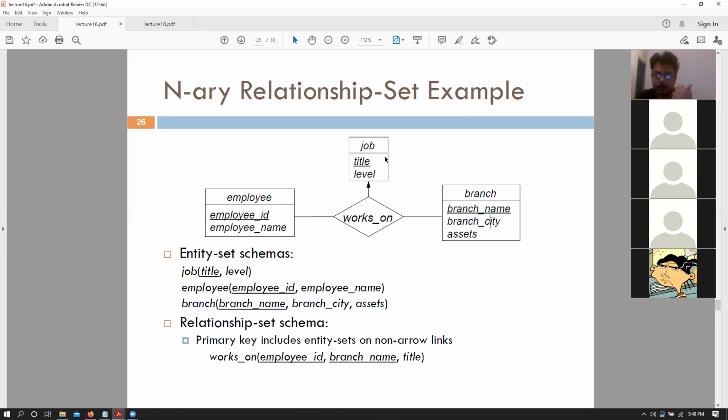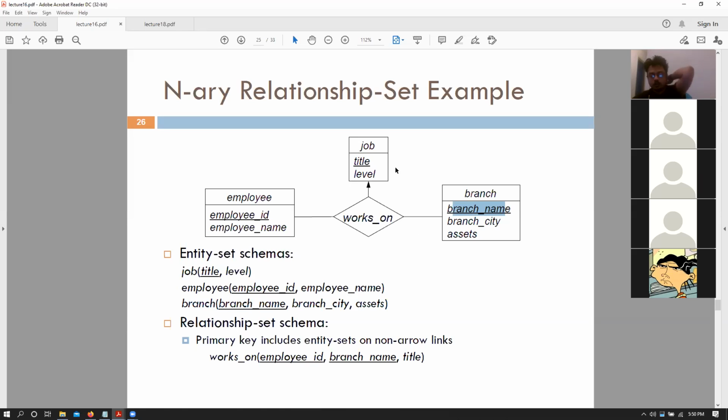So firstly, how do we convert an entity set into its corresponding relationship schema? Well, for job, it would be the name of the entity schema, followed by the attributes that it has, title and level. And essentially, title would be the primary key because that is what we state here. Same goes for employee and same goes for branch, right? So branch name is the primary key for branch as well.